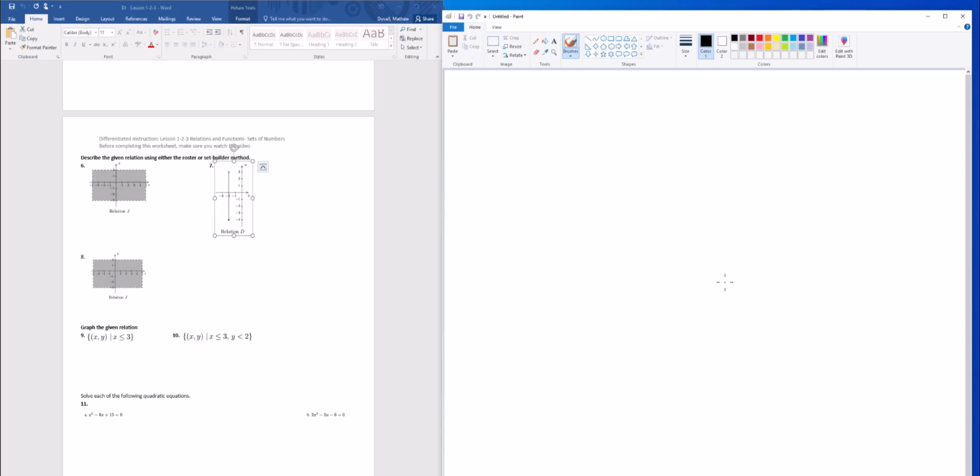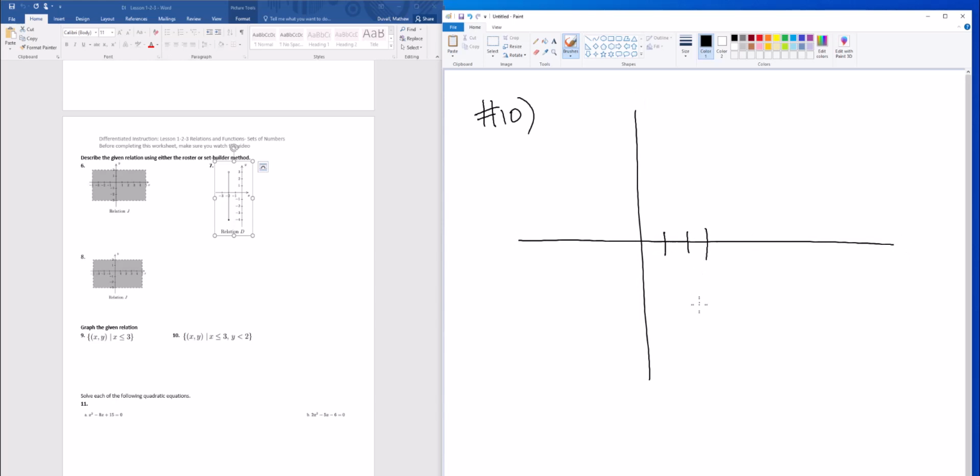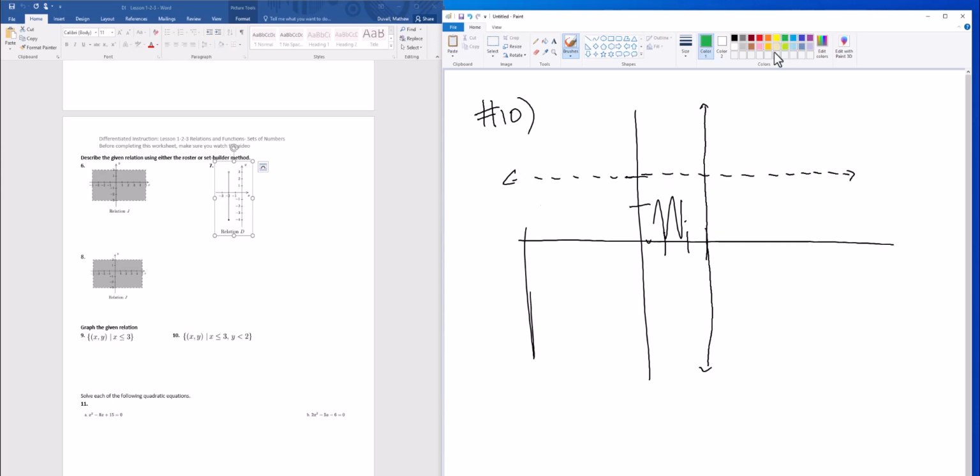Number 10 says graph the given relation. So it says my x is less than or equal to 3. So it's going to be shaded on that side. And my y is less than 2. And it's going to be shaded less than that. So this is where they overlap.